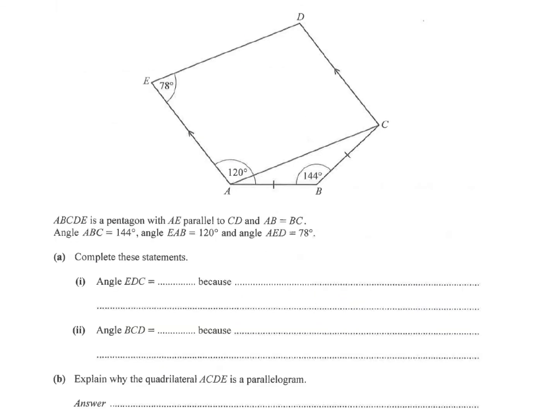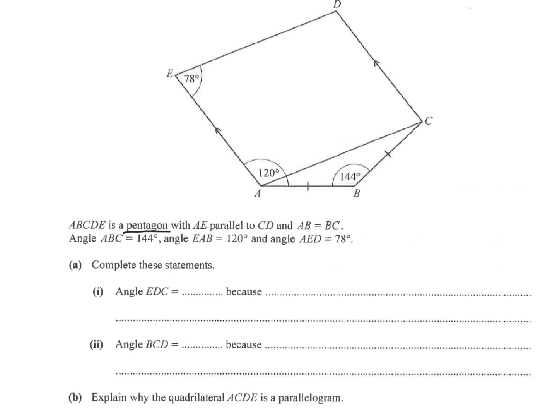Okay, the last question for today. In this figure over here, we have A, B, C, D, E to be a pentagon. Now, what do you mean by a pentagon? A pentagon has 5 sides, so n is equals to 5. The angle sum of a pentagon is n minus 2 times 180. So we will have 5 minus 2 times 180. That's 3 times 180, which gives me 540 degrees.